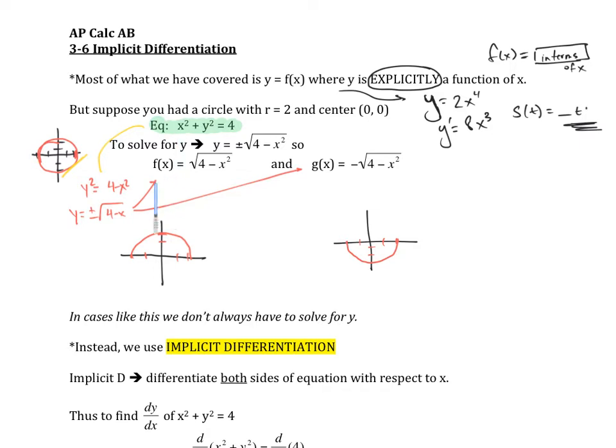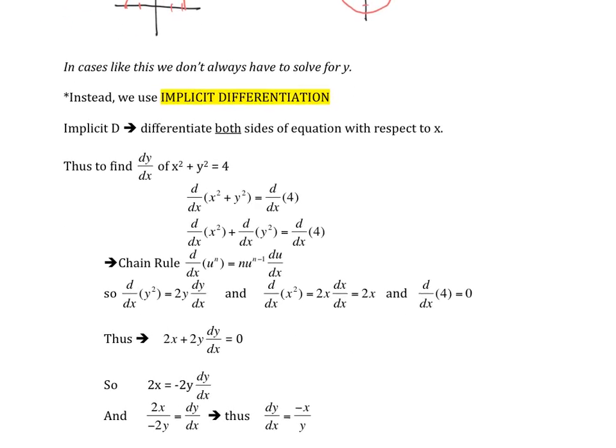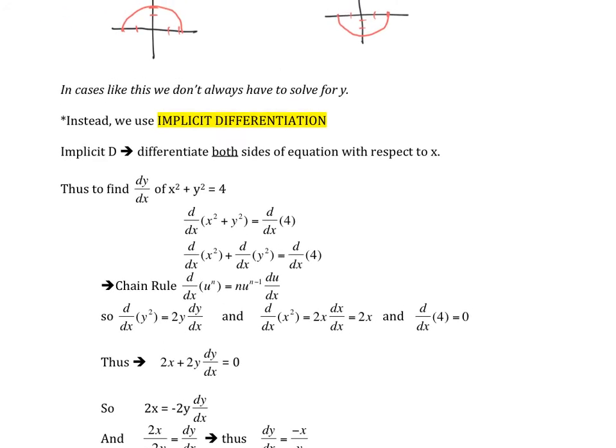In this case, I could solve for y, but then I had two separate cases. I had two different cases I had to examine. So instead of having two different cases, I can just go through and do this one with a method called implicit differentiation. Let's take a look at what we do and how we do implicit differentiation. First of all, with implicit differentiation, we will differentiate both sides of the equation with respect to x.